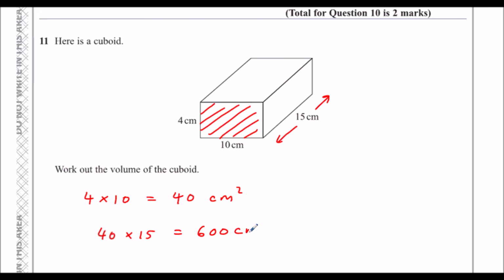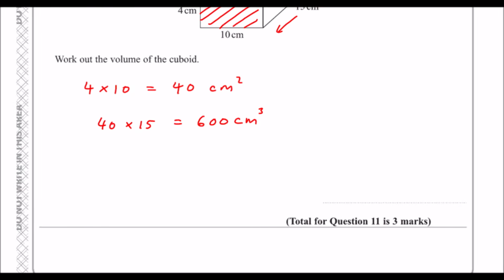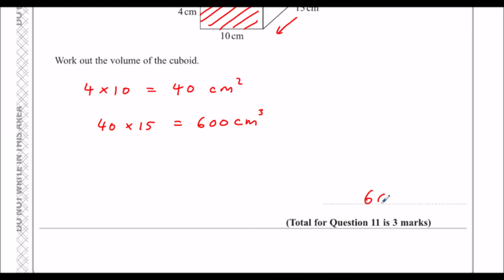And that's centimeters cubed. We measure volume in cubes, and we measure area in squares. So 600 centimeters cubed. They haven't given us the units on the end here, so we have to write the units in. That'll be worth a mark.